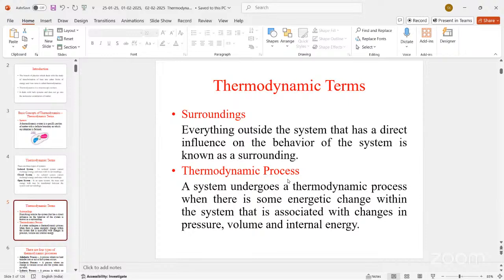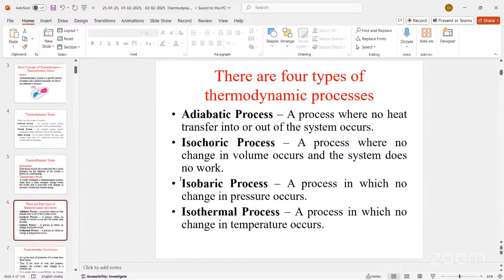What is a thermodynamic process? A system undergoes a thermodynamic process when there is some energetic change within the system that is associated with changes in pressure, volume and internal energy. So 4 processes I told you: adiabatic process, isochoric process, isobaric process, isothermal process. These 4 processes are the main important processes in thermodynamics, from start to end. So we will use these 4 processes.